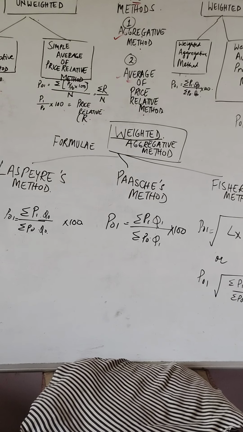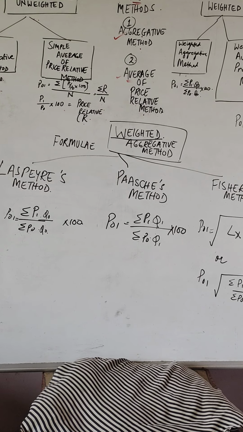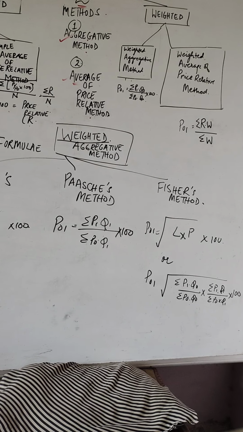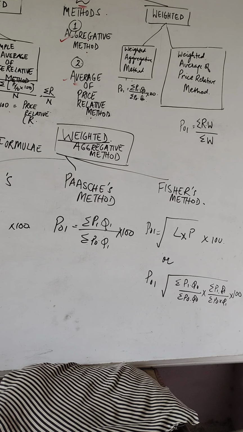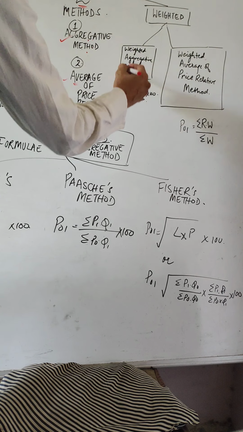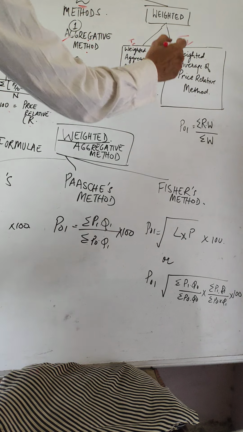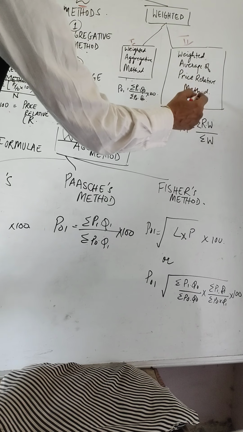Though I think I should explain that too, because I didn't do it, I'm sure. So in the weighted index numbers, what I left out: we just did the weighted aggregative method, the first one. Let's just do the second one. Now what is the second one? Weighted average of price relative method.